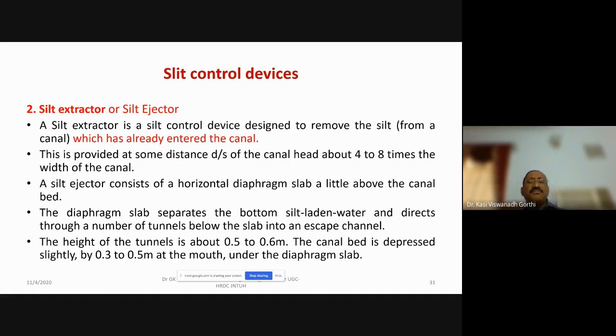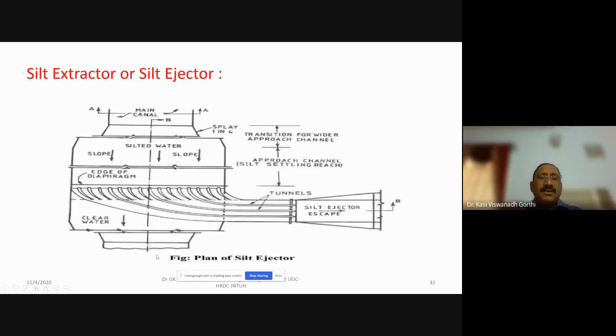See that the diaphragm slab is provided a little above the canal bed. The diaphragm slab separates the bottom silt laden water and directs it through a number of tunnels below the slab into an escape channel. So the height of the tunnel is about 0.5 to 0.6 meters. The canal bed is depressed slightly by about 0.3 to 0.5 meters at the mouth under the diaphragm slab.